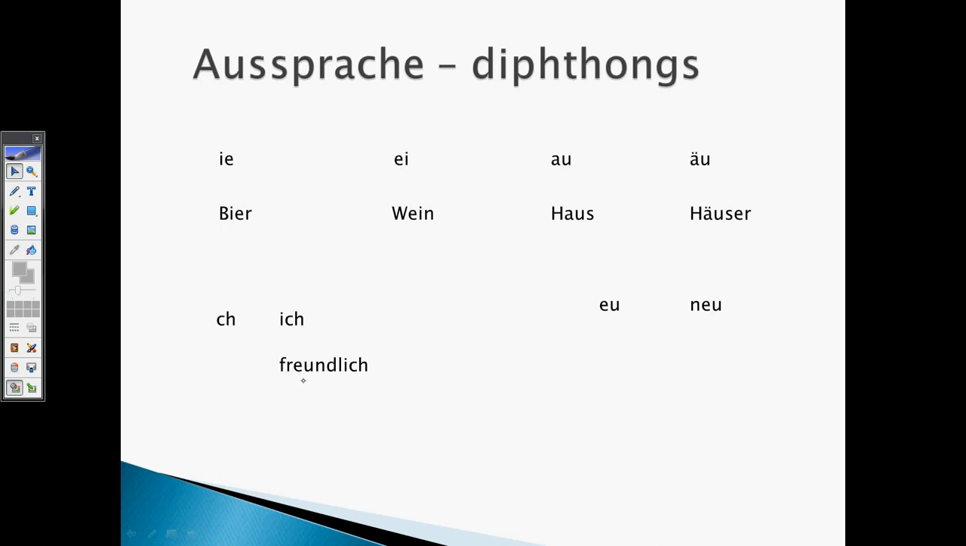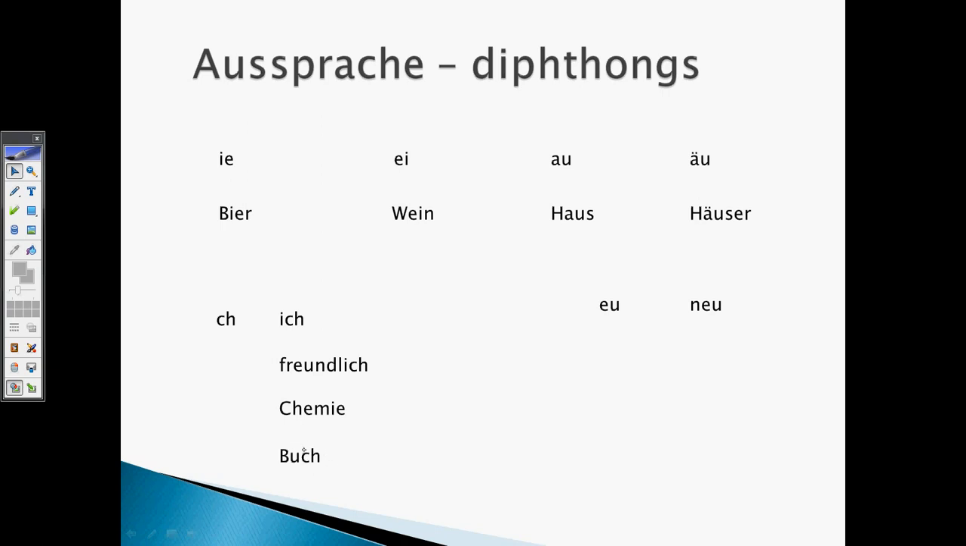Then we also have freundlich. Freundlich. Okay? So again, it's a similar sound as in ich. Freundlich. Friendly. Now with it at the beginning of the word, it's going to be the same sound, maybe even a little bit softer, but it's about the same. Chemie. Chemie. Ich, freundlich, Chemie. Chemie meaning chemistry. Gut.